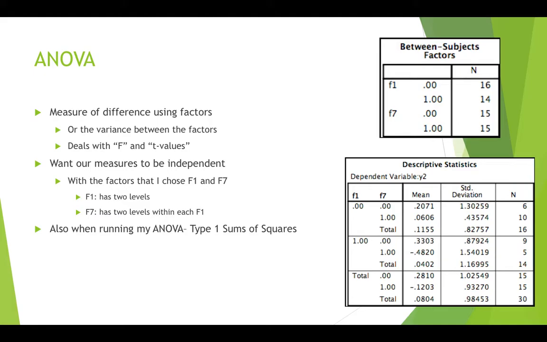The factors that I chose were just for ANOVA, just as I chose predictors last time in MRC. I chose F1 and F7. F1 has 2 levels and F7 has 2 levels, but those are within F1. I decided to use a type 1 sum of squares when I was running my ANOVA, and the reason is that in SPSS the default setting for sums of squares is type 3, and I didn't want to use that.